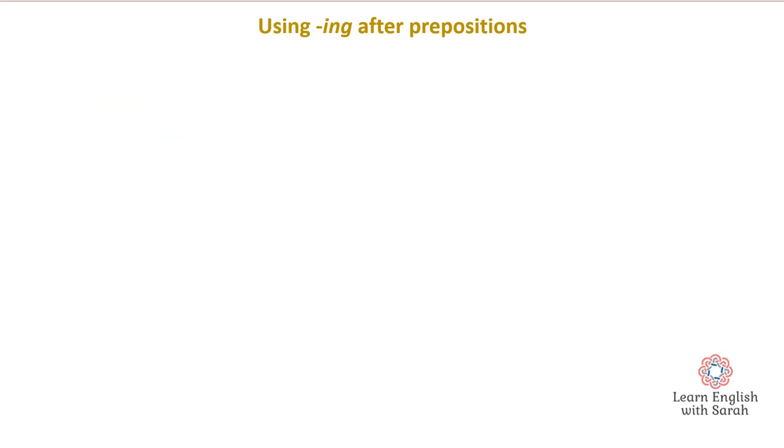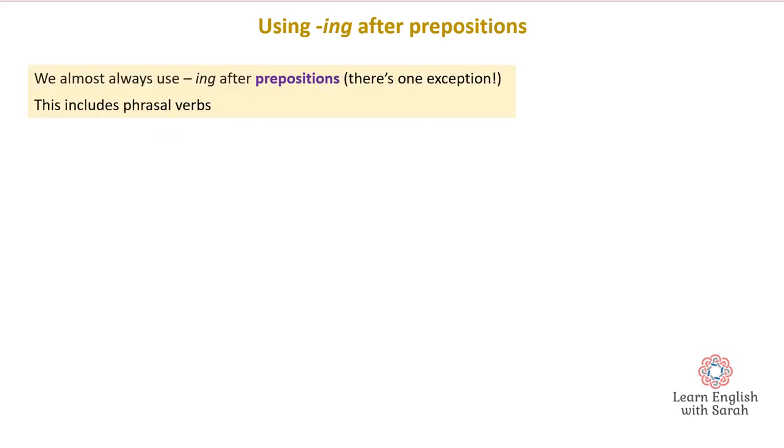Okay, so let's move on and look at ings after prepositions. Now this is almost 100% true. So we almost always use ings after prepositions. There's actually only one exception, which I am going to show you. And when we talk about prepositions, we're also including phrasal verbs. So what that means for you is that when you've used a phrasal verb, you want to follow it with an ing form.